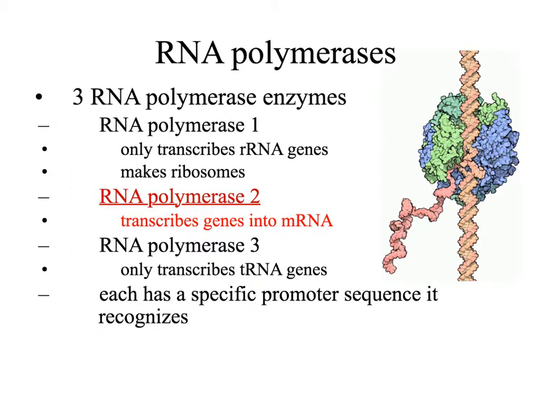Actually, there are three RNA polymerase enzymes involved. RNA polymerase 1 only transcribes rRNA genes, so that's involved with making the ribosomes. RNA polymerase 2 is the one that actually makes the mRNA. That one's highlighted because that's the one that we talk about when we talk about transcription. RNA polymerase 3 is the one that makes the tRNA genes. Each one has a specific promoter sequence that it recognizes, so we know which kind of protein will be made eventually.